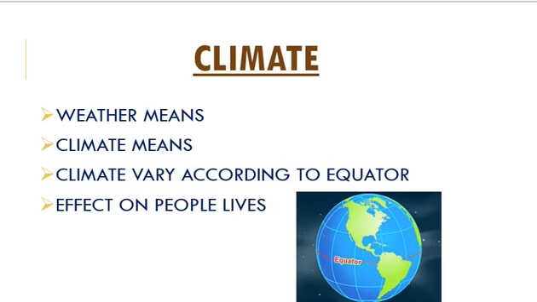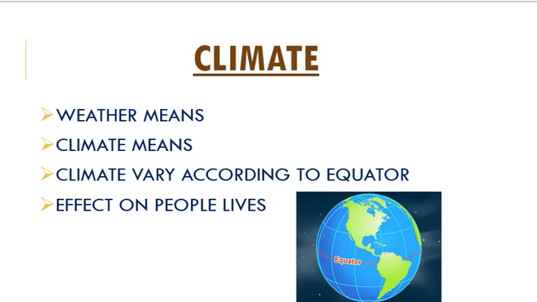For example, today's weather is very humid. Today the weather is very cloudy. Today the weather is very dry. Today the weather is very rainy. Or we can say today is rainy weather. So these are the conditions of weather. These are the types of weather.